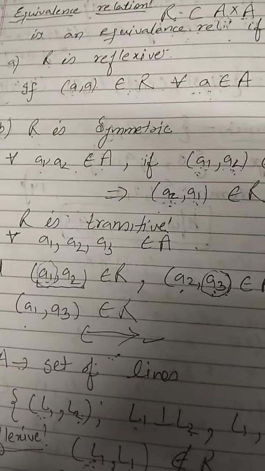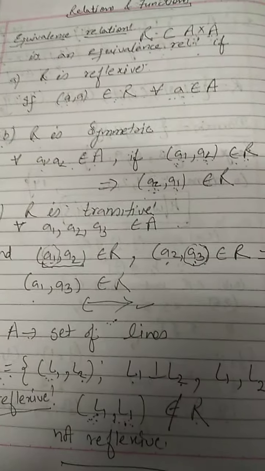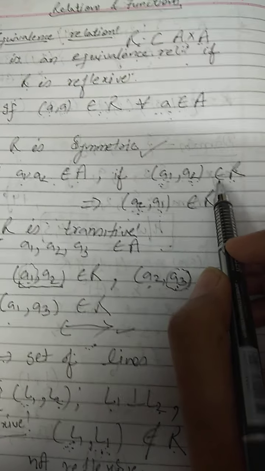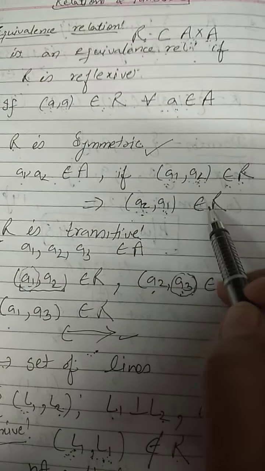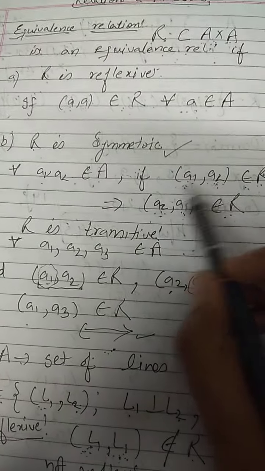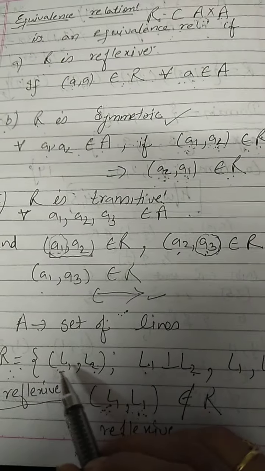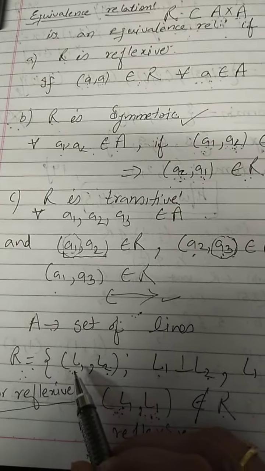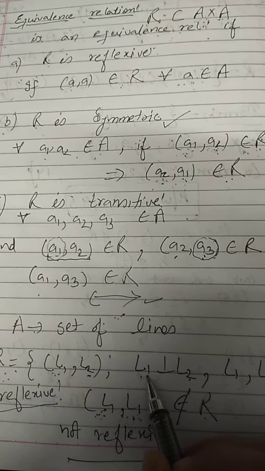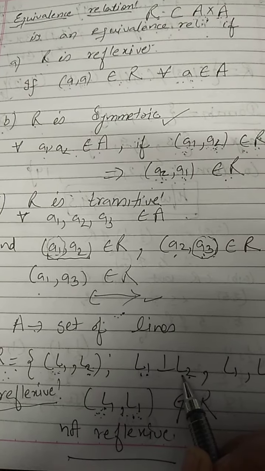Now if we go to the next part, what is the next part? We have to check symmetric. In order to check symmetric, what should be the condition? If I take any ordered pair (A1, A2) belonging to R, I should have (A2, A1) belonging to R. Only then I will say the relation is symmetric. Now in place of A1, A2, what kind of elements do we have in this example? The lines L1 and L2. And what is the relationship between L1 and L2? The relation is defined here: L1 is perpendicular to L2. So let us take it for symmetric.